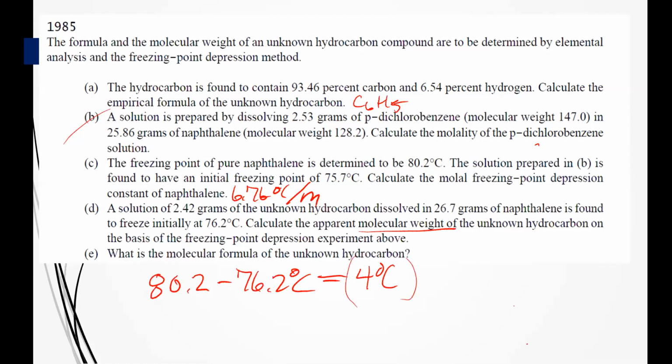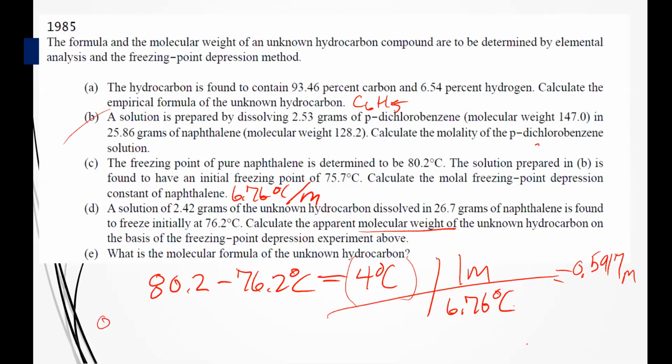And so what I'm going to do is look for my molality. If I take this and divide it by my 6.76 degrees Celsius per molality, it's going to tell me the concentration of my solution in molality. So that tells me that I have 0.5917 moles of my naphthalene in 1 kilogram of my solvent.